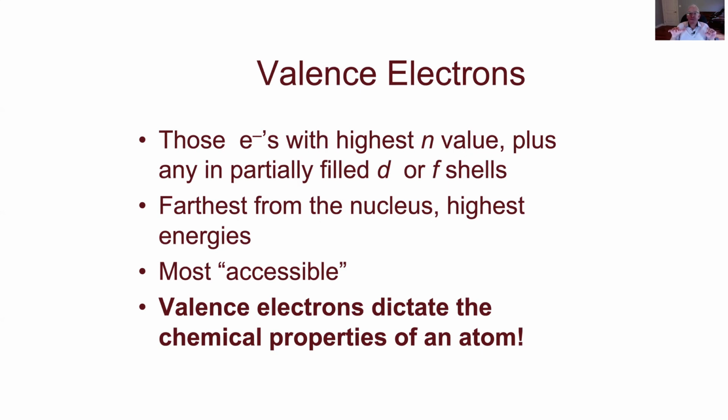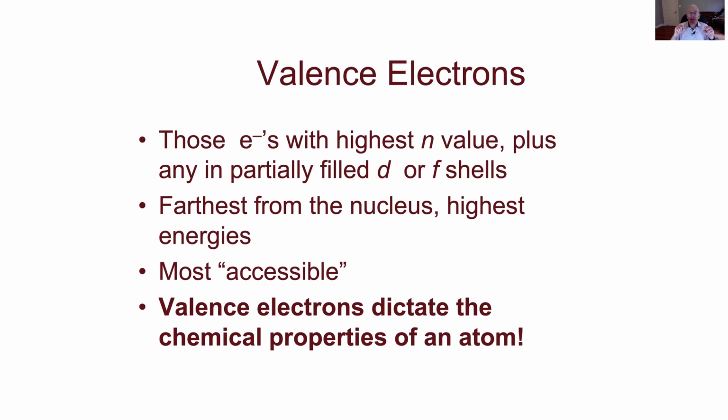Those electrons are the farthest away from the nucleus. They have the highest energy. That makes them the most accessible to other atoms. So if two atoms are going to form a bond, we're going to come to say that's because their electrons are interacting, right? And the electrons that can get out and play with the other atom are going to be these valence electrons.